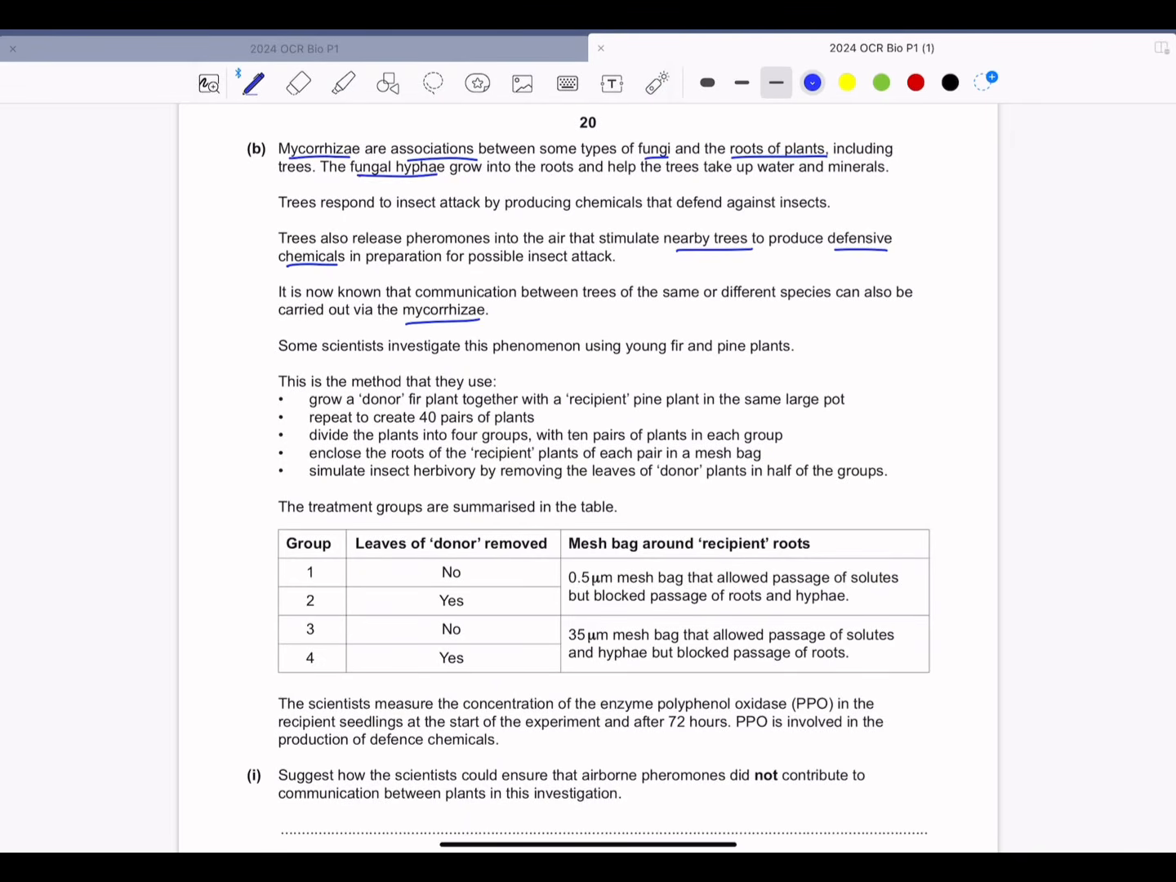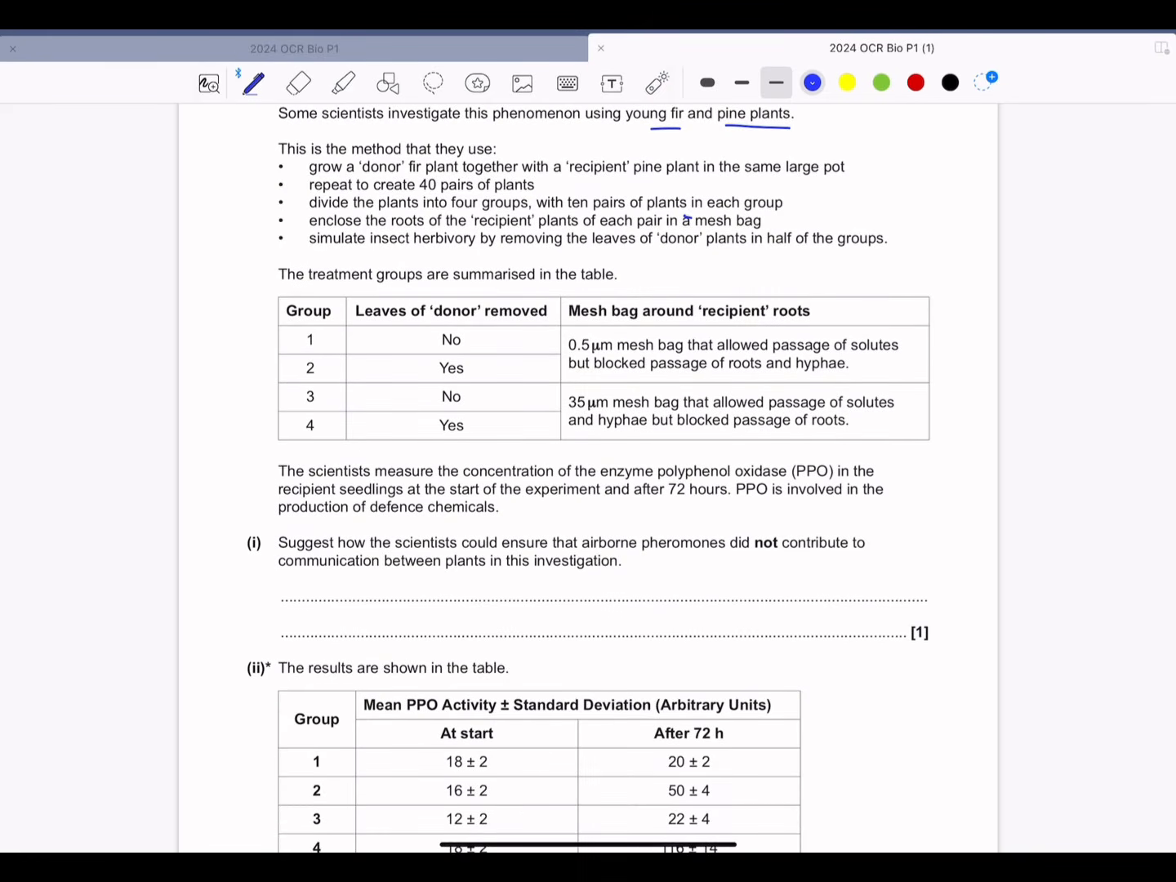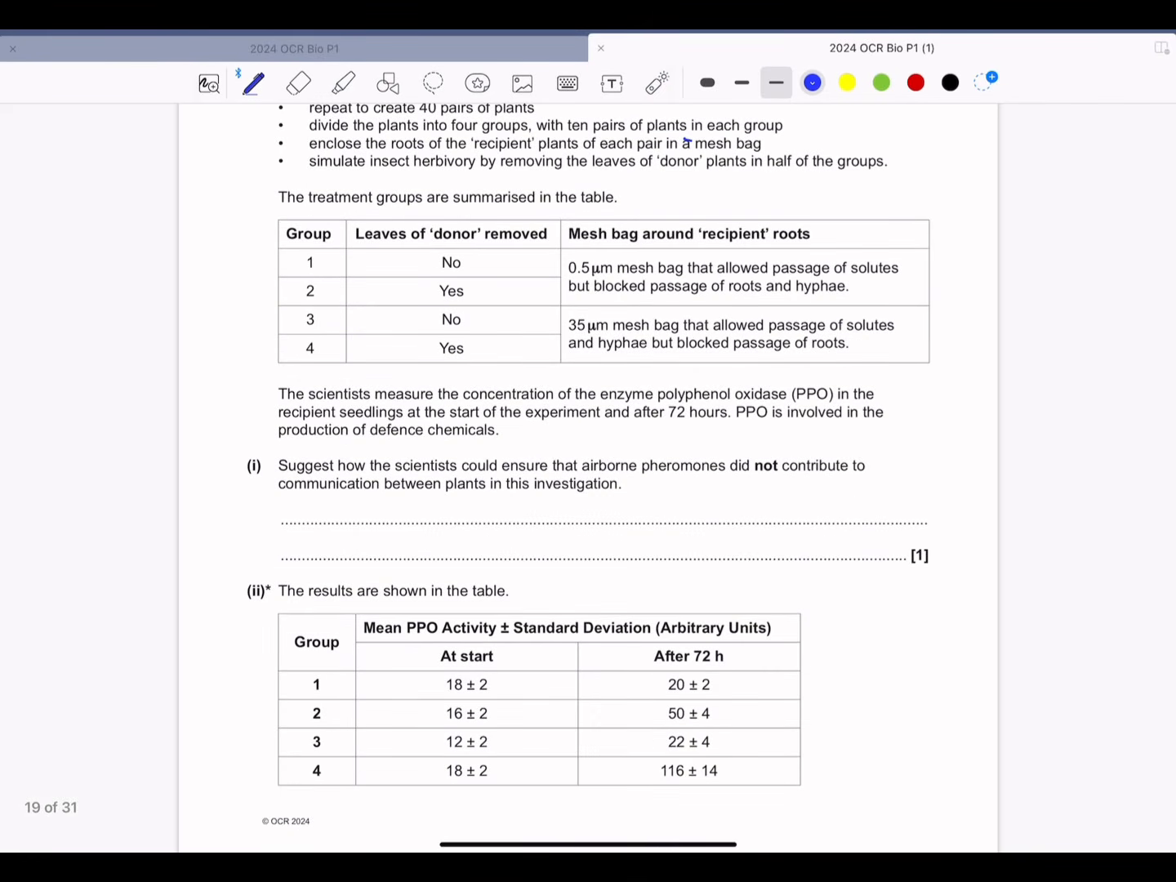Some scientists investigate this phenomenon using young fir and pine plants. This is the method they use. They grow a donor fir plant together with a recipient pine plant in the same large pot, repeat to create 40 pairs of plants, divide the plants into 4 groups with 10 pairs in each group, enclose the roots of the recipient plants of each pair in a mesh bag, and stimulate insect herbivory by removing the leaves of donor plants in half of the groups. The treatment groups are summarized in the table. Scientists measure the concentration of the enzyme polyphenol oxidase (PPO) in the recipient seedlings at the start of the experiment and after 72 hours. PPO is involved in the production of defense chemicals.